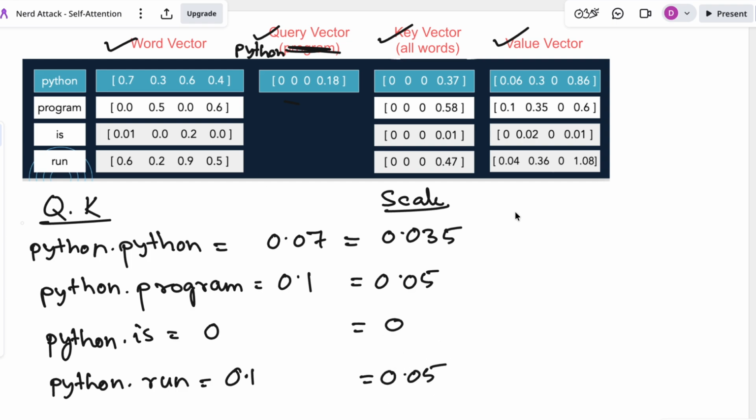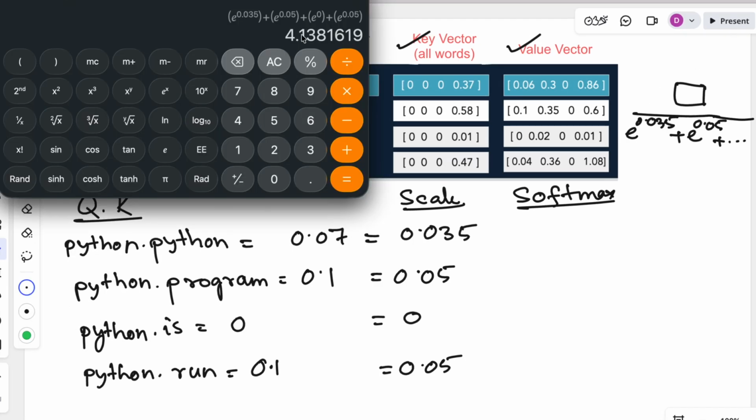So after the scaling is done, the next step that we have to do is to find out the softmax. And the softmax would be the summation of Euler number, so e to the power 0.035 plus e to the power 0.05 and so on. And on the top, it would be individual elements. And the value of the denominator would be 4.14. So this is the denominator, and the numerator would be e to the power these values. So we know that the denominator is 4.14.